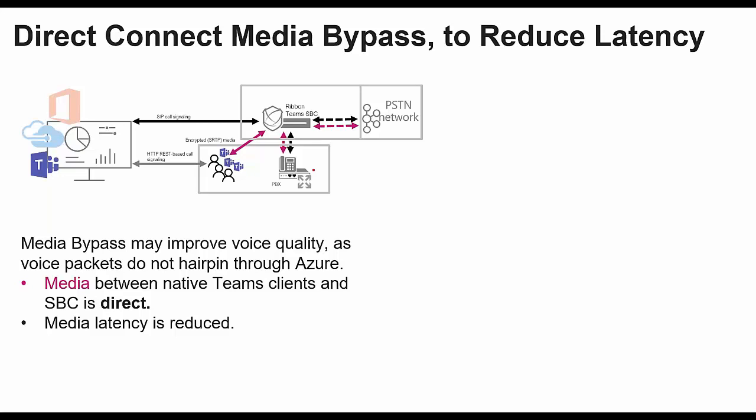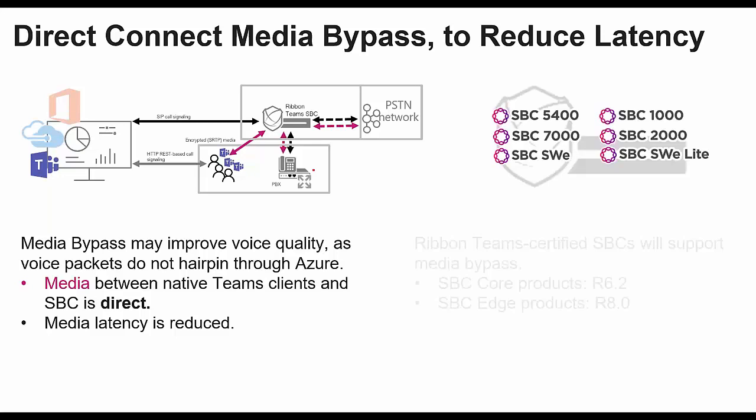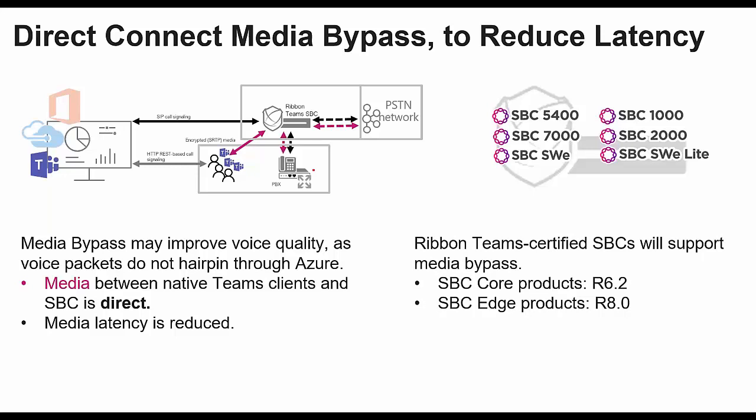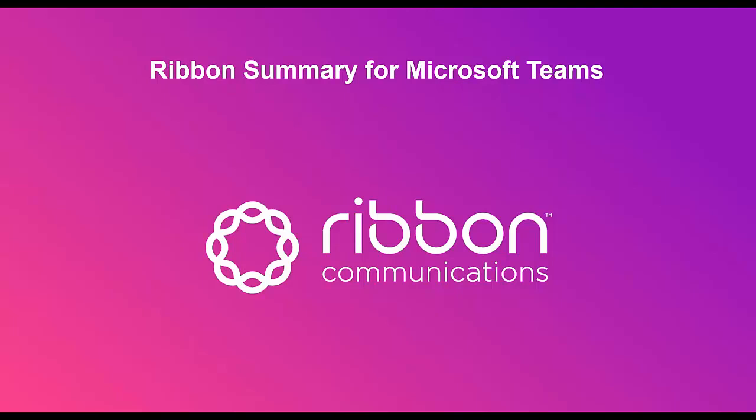This is something which is under test. We are actively working on it with Microsoft, and it is being tested. There are a few issues which are being fixed. We expect this to enter the TAP in a few weeks. TAP is more about being available for testing with Microsoft Teams Online. And again, for this deployment mode, we would be supporting Microsoft Direct Connect Media Bypass on all the Ribbon SBC platforms. The same SBC Core 6.2 release will support media bypass as well, and for the SBC Edge products, the 8.0 release should be used for Direct Connect Media Bypass configurations. Okay.